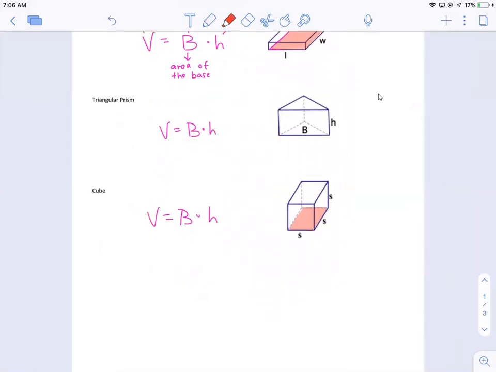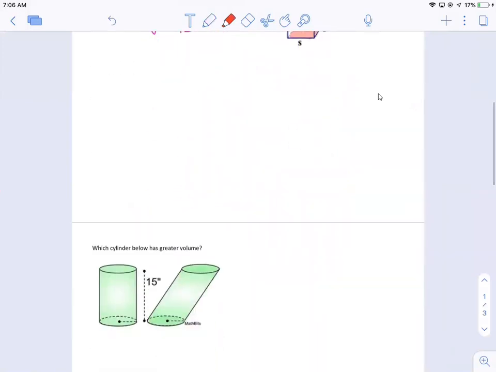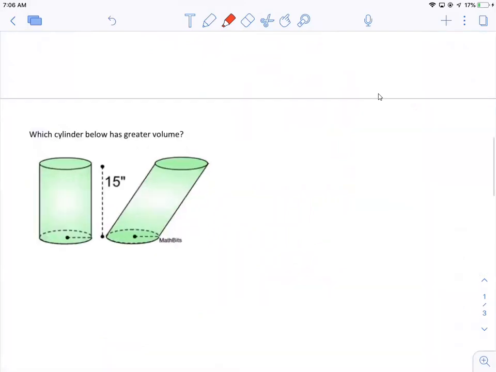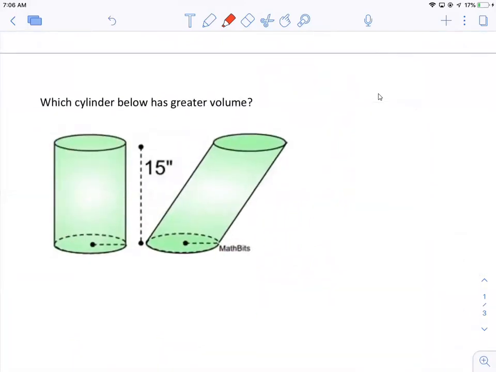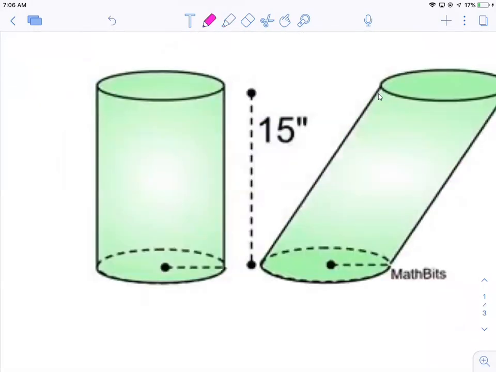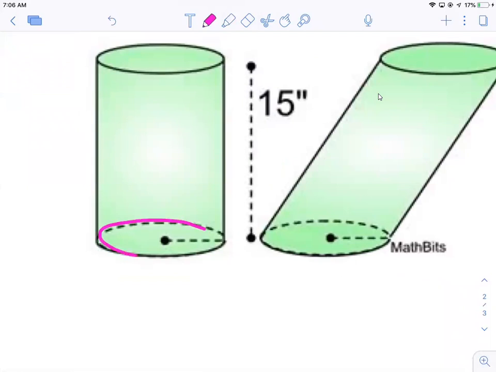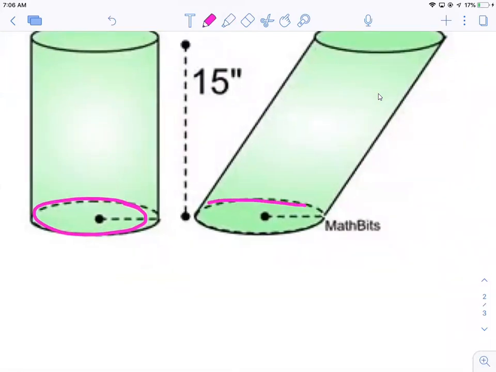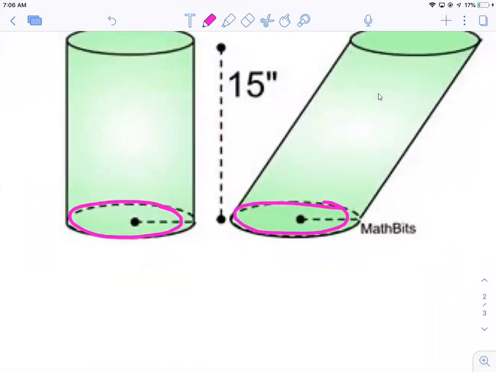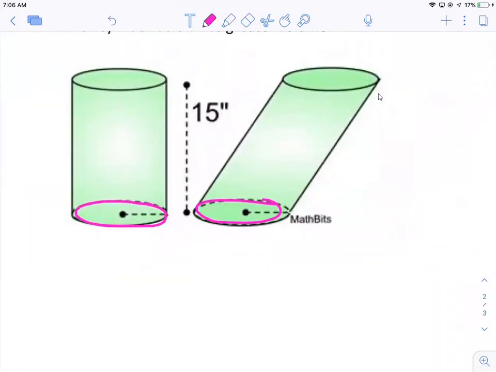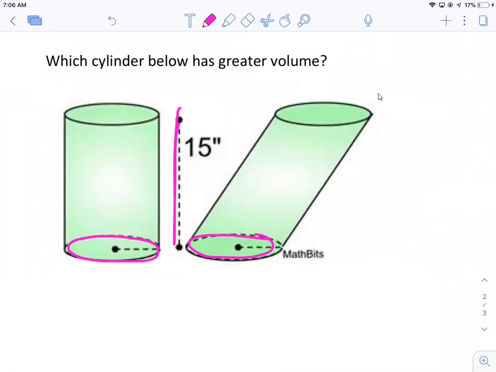So let's move on to Cavalieri's principle now. And let's take a look at these two cylinders over here. And which cylinder do you think has the greater volume? So let's assume that these two bases are congruent, right? So assuming those two bases are congruent, and that height is 15 inches, which one is going to have the greater volume?